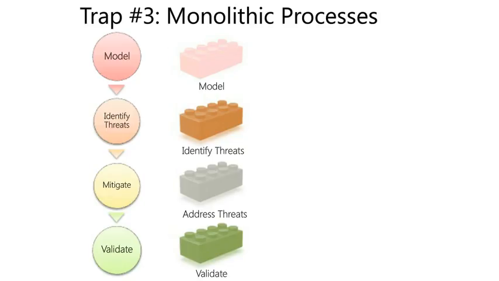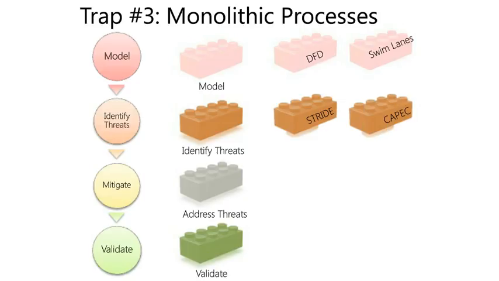Not everything you might want to use in threat modeling will snap together with everything else, but modeling approaches such as data flow diagrams and swim lanes can be used in conjunction with ways to identify threats such as STRIDE, such as CAPEC, which is a MITRE project, the Common Attack Pattern Enumeration and Categorization. I'll talk more about that in just a second. You might use attack trees. You might use kill chains. Each of these is a model of how to think about what's going to go wrong.